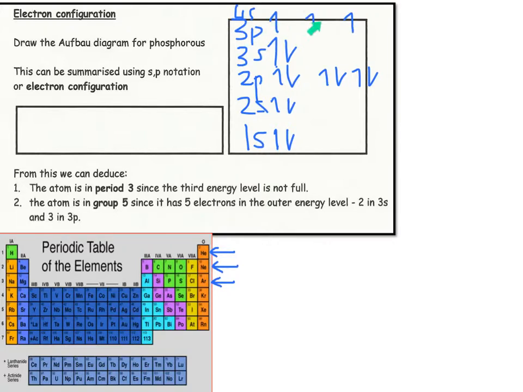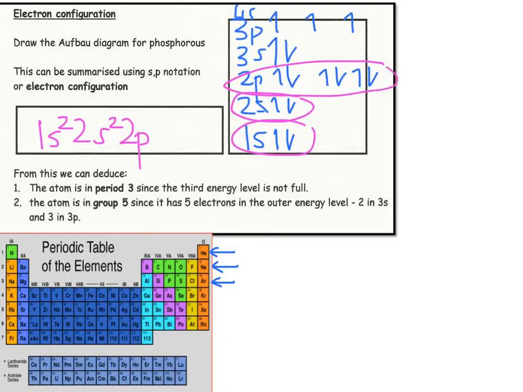Notice again, unpaired until I have got more electrons in the p orbital. So what am I going to do? I am going to go 1s, in the 1s I've got 2 electrons, superscript 2. 2s, in the 2s orbital I have got 2 electrons. 2p, in the 2p orbital I have 6 electrons.